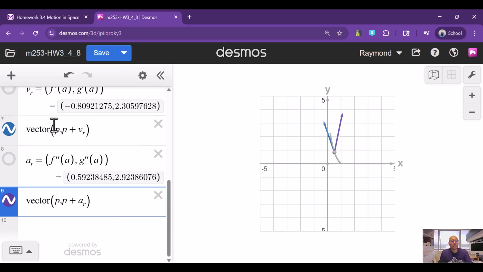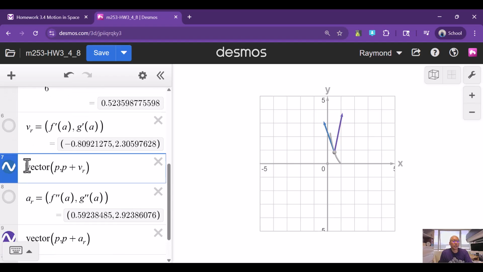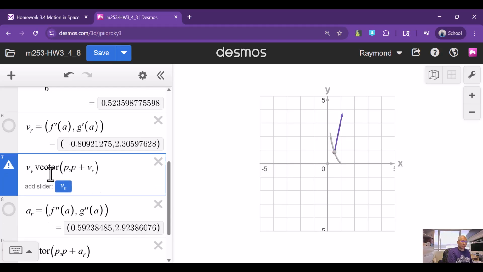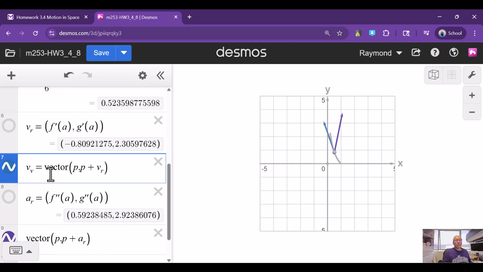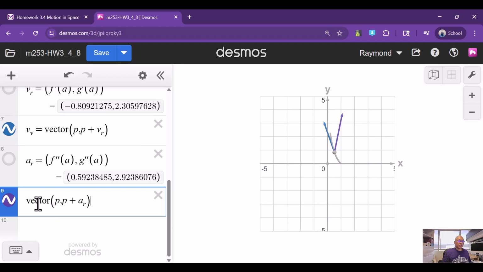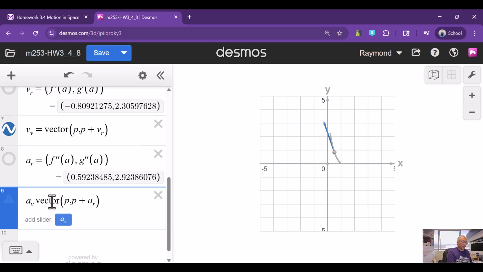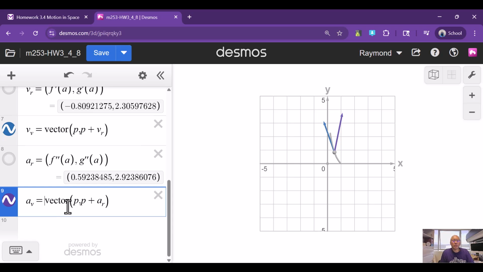So by the way, these are vectors, so I'm going to label this, the velocity vector, as v sub v. The first v is going to be the velocity, and the second v stands for vector. And this is our acceleration, so I'll label this as a sub v equals. So this is going to be our velocity vector. We can use this later because Desmos allows us to do dot and cross products of these vectors. It's kind of neat. Okay, so now you have your velocity and acceleration vectors.